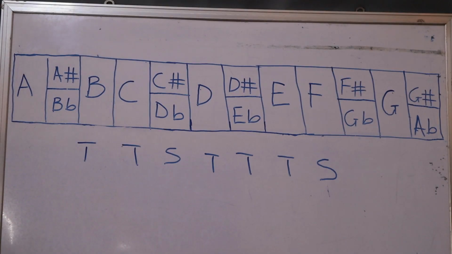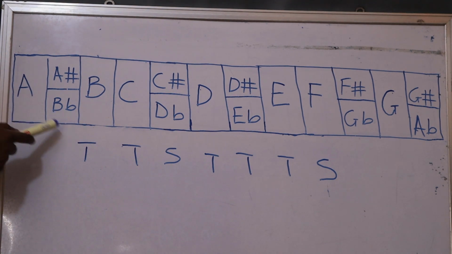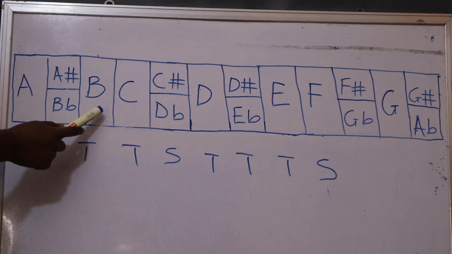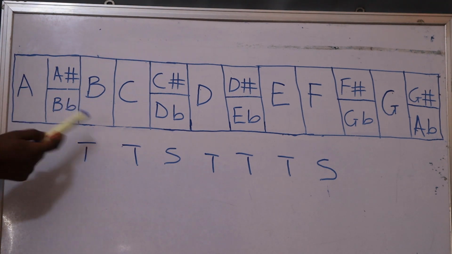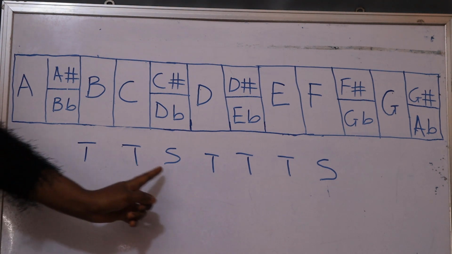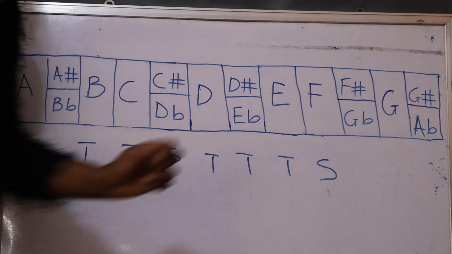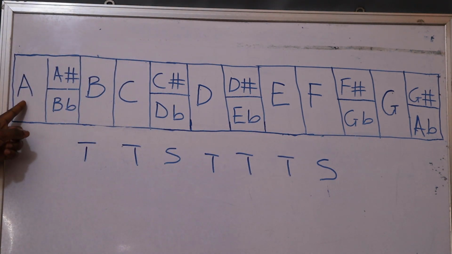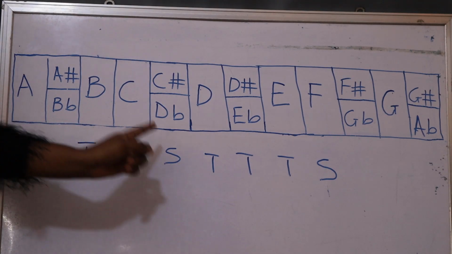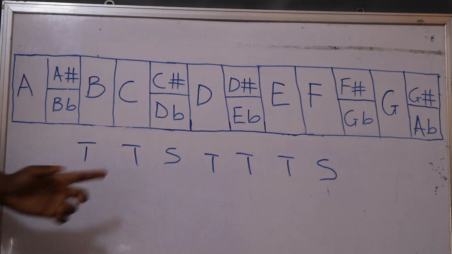The last time I told you what a tone means and what a semitone is. A whole step is also known as a tone, while a half step is also known as a semitone. So when we go from A to A sharp, we've gone a half step, that's a semitone. A to B is a tone, or a whole step. So T here stands for tone and S stands for semitone. When you see tone here, you know you're going a whole step. When you see semitone, you know you're going a half step.